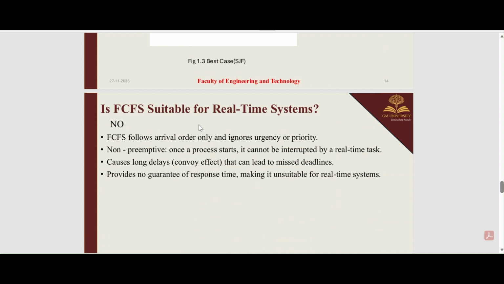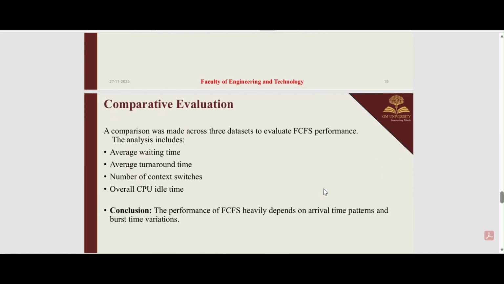Is FCFS suitable for the real-time system? No. FCFS follows arrival order only and ignores urgency and priority. It is non-preemptive: once a process starts, it cannot be interrupted by a real-time task. It causes long delays, the convoy effect, that can lead to missed deadlines. It provides no guarantees of response time, making it unsuitable for real-time systems.